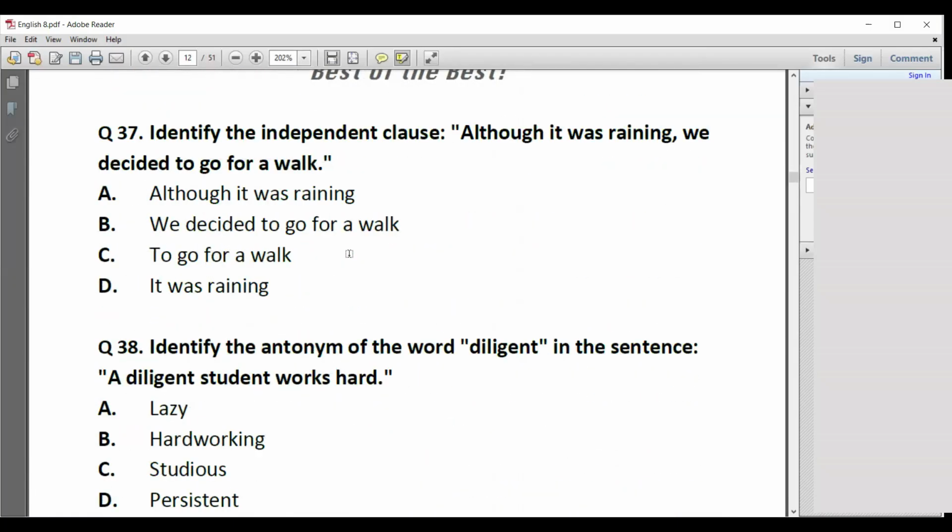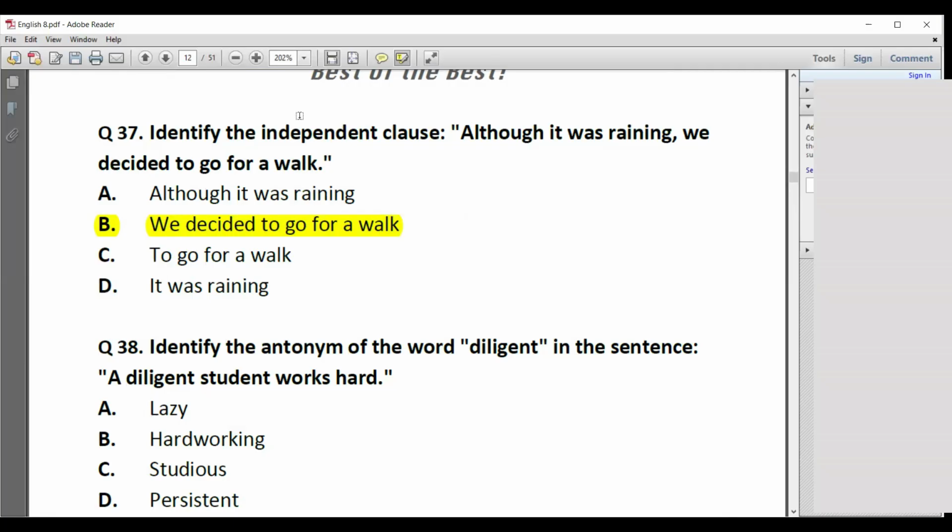Question 37. Identify the independent clause. Although it was raining, we decided to go for a walk. A. Although it was raining. B. We decided to go for a walk. C. To go for a walk. D. It was raining. The correct option is option B. We decided to go for a walk, since it is the part of the sentence that can stand alone on its own, making complete sense.